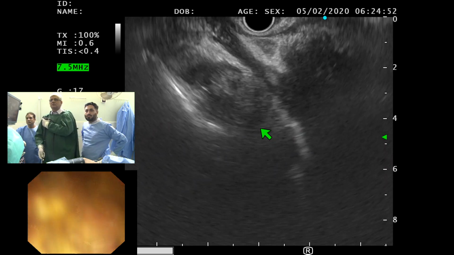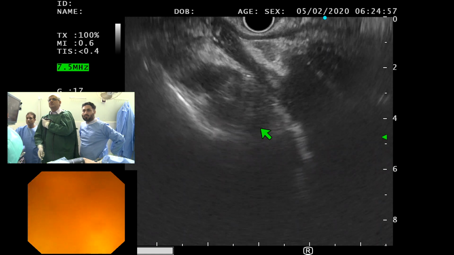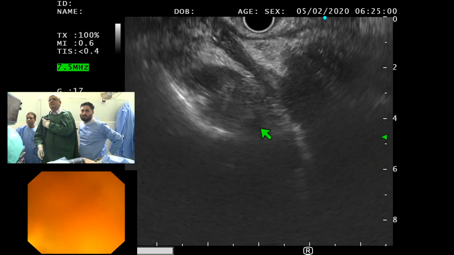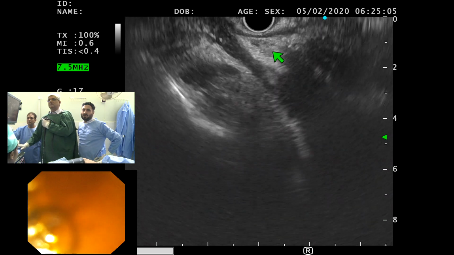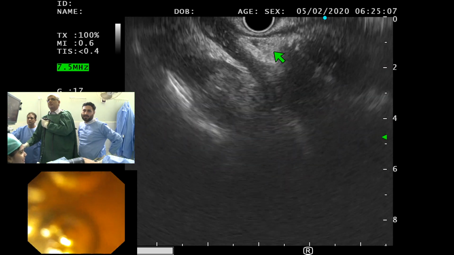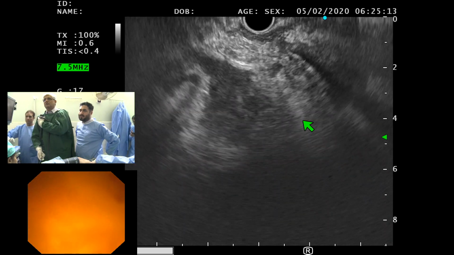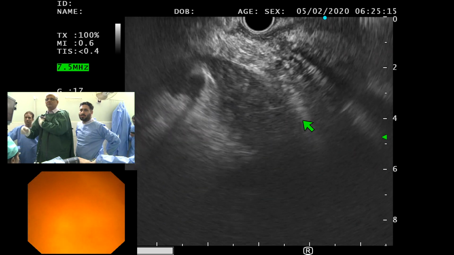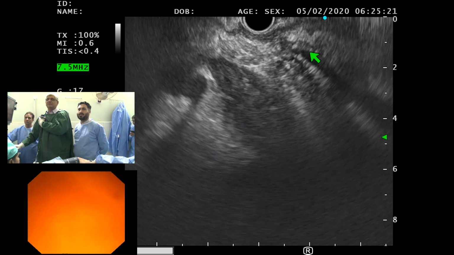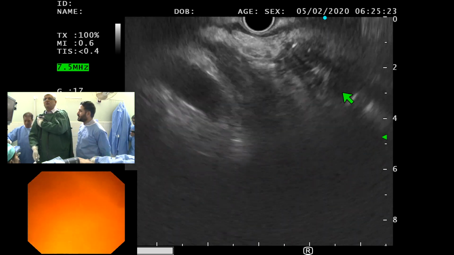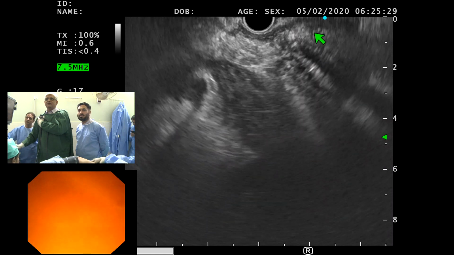So we saw one lymph node there. This is not malignant looking for sure, but can you see the lymph node? We see the lymph node. I don't know if these guys can hear me or not. So we start seeing air here. Can you see the air? Yeah. Okay. The CBD there. If that's the CBD, this has to be the duodenum here.